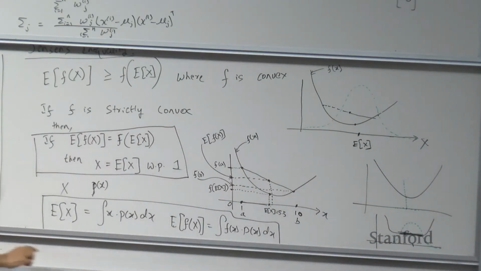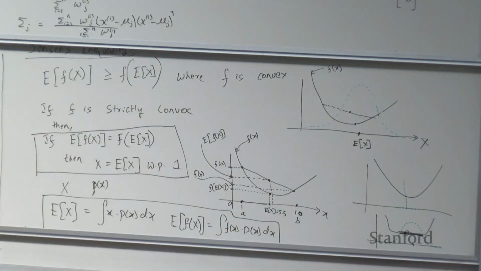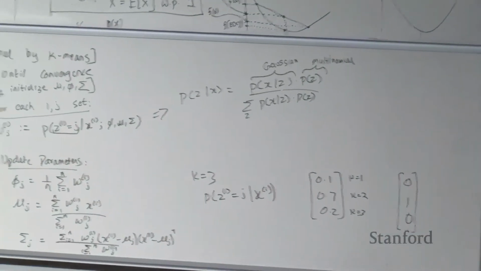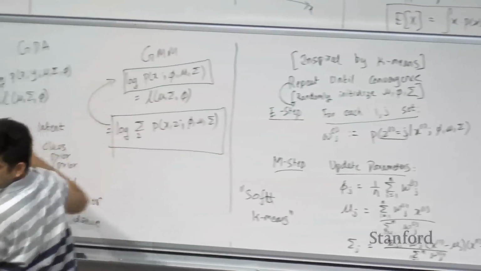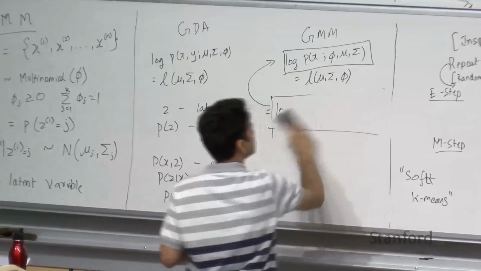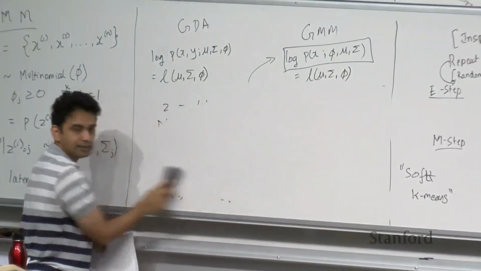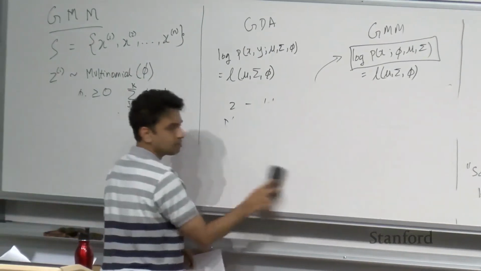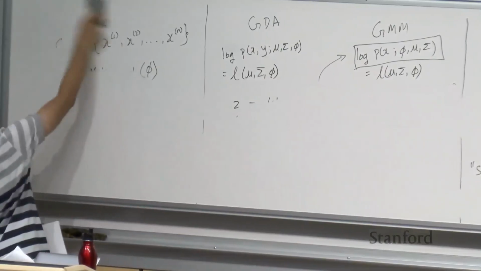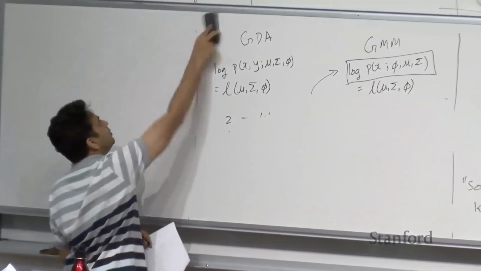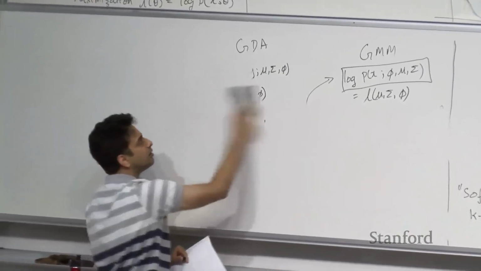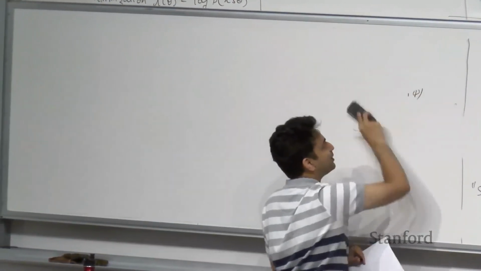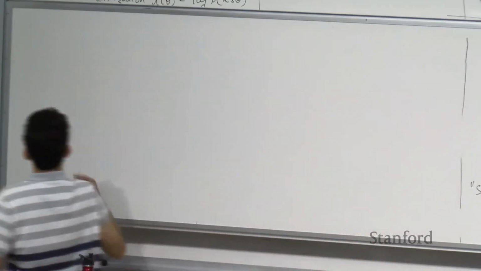Right. So what are some examples of convex functions? Anybody, an example of a convex function? Y equals x square. Example for a concave function? Minus x square, y equals minus x square. Yeah, that's good.